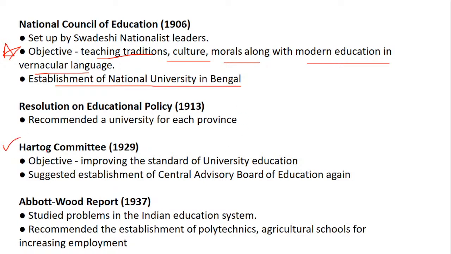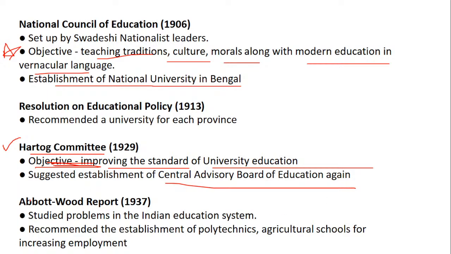One is the Haddock Committee, where we have seen one question related to the objective, that is, to improve the standard of university education. So there was one statement question, which we did in the cycle also, about the main emphasis of the Haddock Committee, that is to improve the standard and to establish the CABE, the Central Advisory Board of Education, which was closed because of the financial crisis.